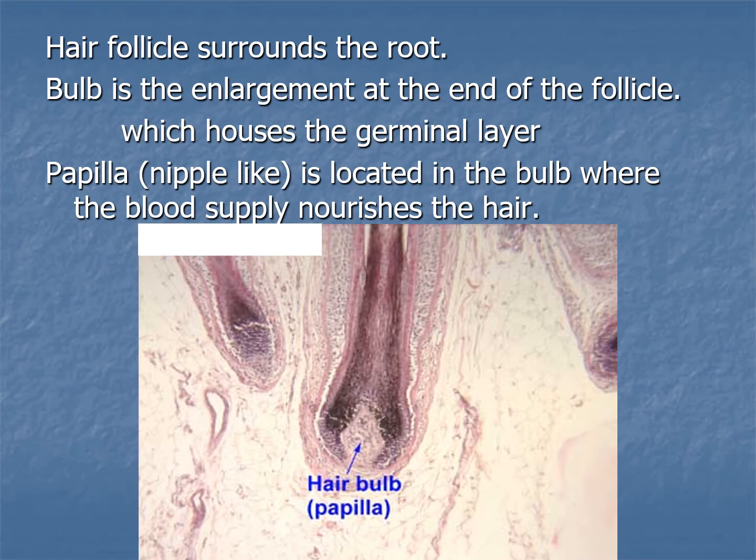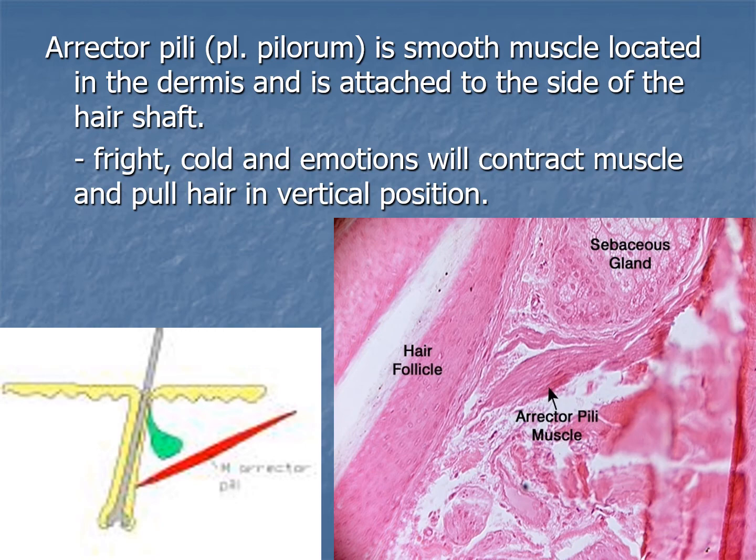In the dermis, the root of the hair is surrounded by the hair follicle, and the bulb is the enlargement at the end of the hair follicle, which has a finger-like budding harboring the blood vessels. It is called a papilla. The erector pili muscle is a smooth muscle located in the dermis and attached to the hair shaft. It is involved in frightening and emotional responses, where the hair gets a vertical position.